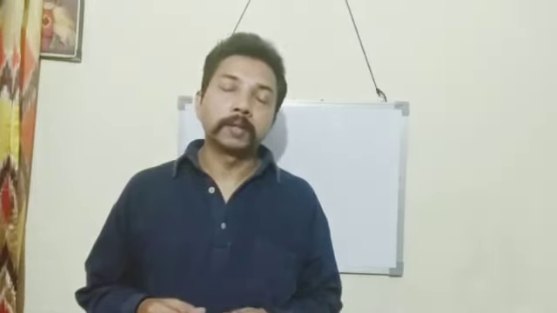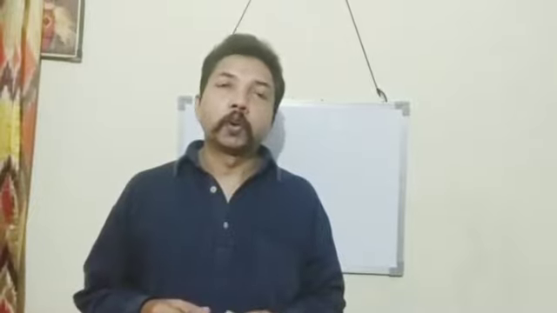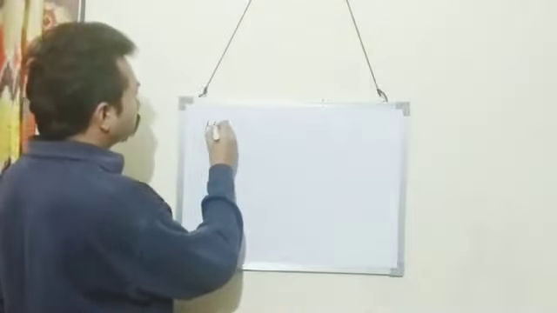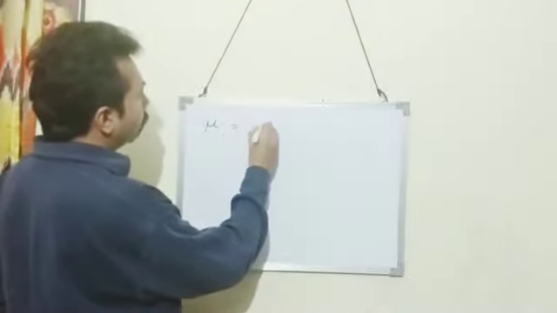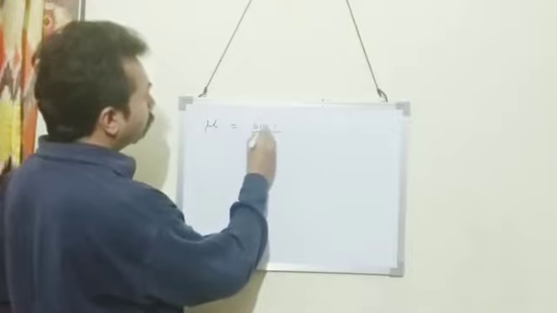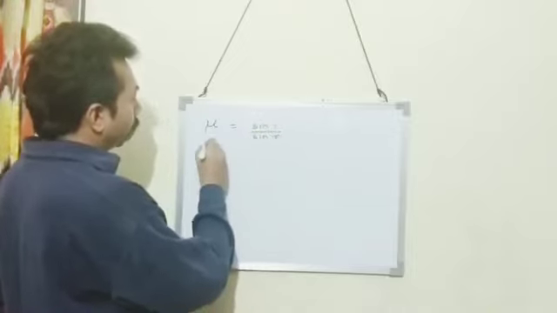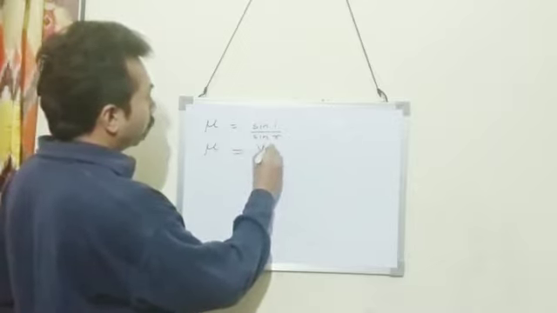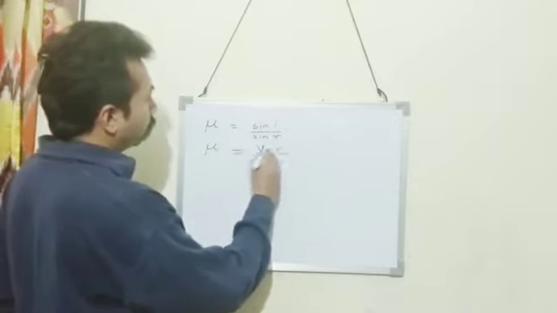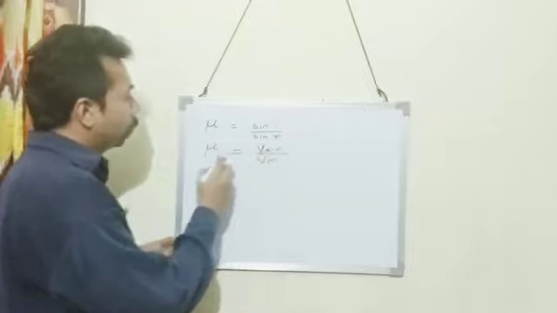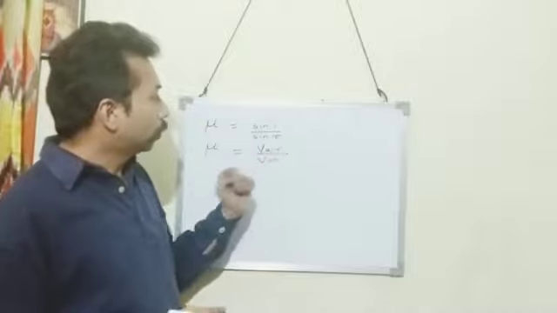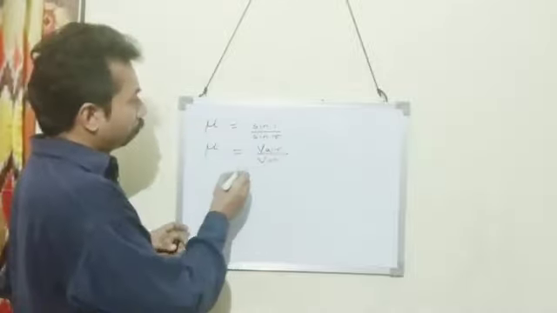Today we will discuss some of the numericals of chapter Refraction of Light. The important formulas needed for solving the numericals of this chapter are: refractive index is equal to sin I upon sin R. Refractive index is equal to speed of light in air upon speed of light in the medium.